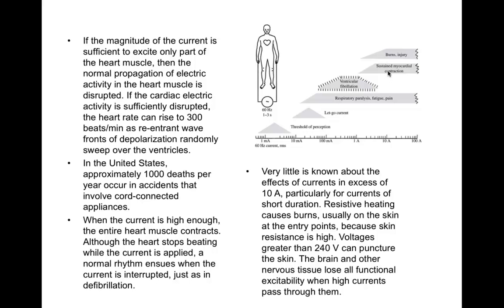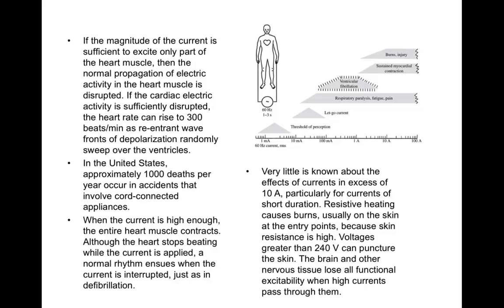And so typically what gets people is not the voltage, it's the current. Voltage greater than 240 volts can puncture the skin. As soon as the skin is punctured, then you've got all kinds of problems that occur with any kind of excitable tissue, any kind of nerves. Suddenly they become conductors throughout the entire body. So keeping the skin intact is extremely important.